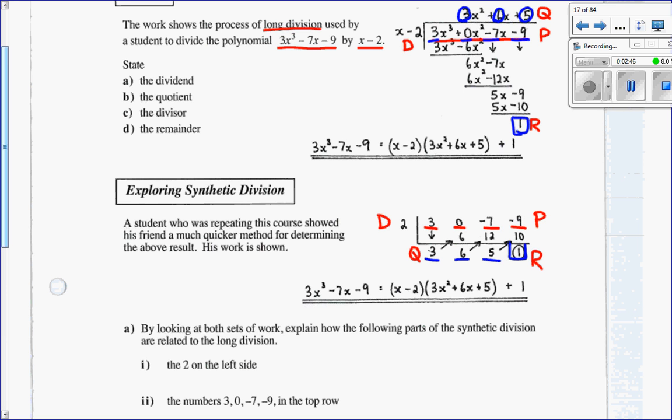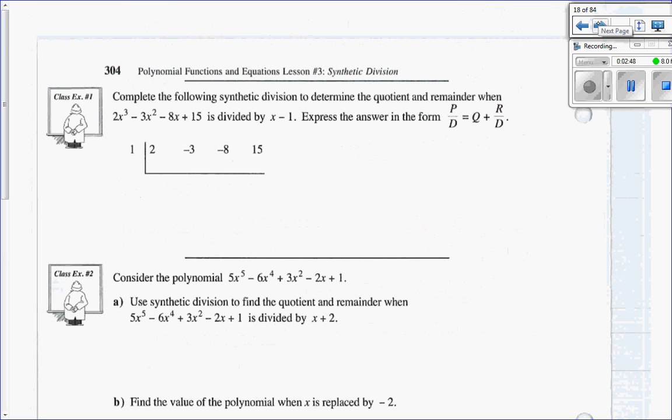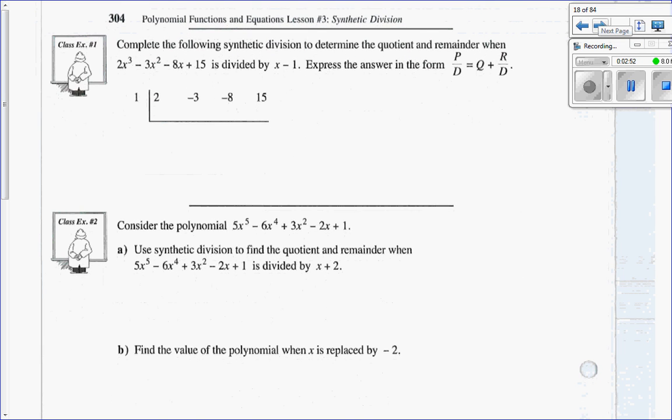All right, so let's turn the page and we'll just have a look at how this process works. It's really quite simple. Once you do a few of them, you'll catch on really quickly, I think. We're dividing a polynomial 2x cubed minus 3x squared minus 8x plus 15, and we're dividing it by x minus 1.